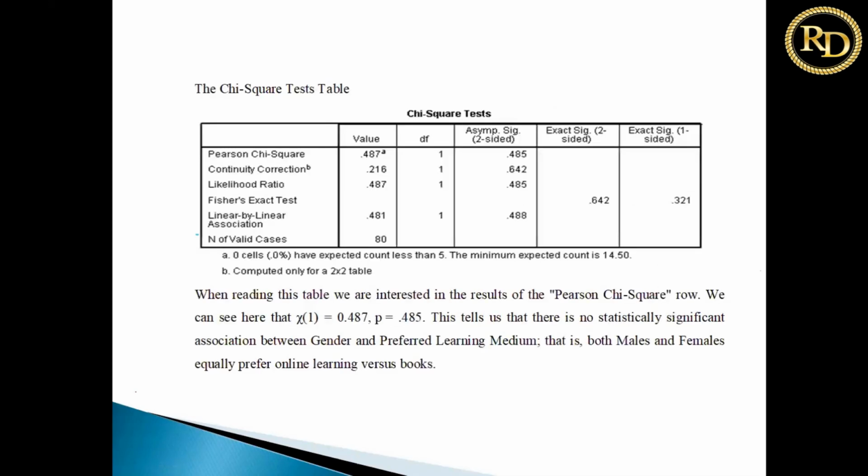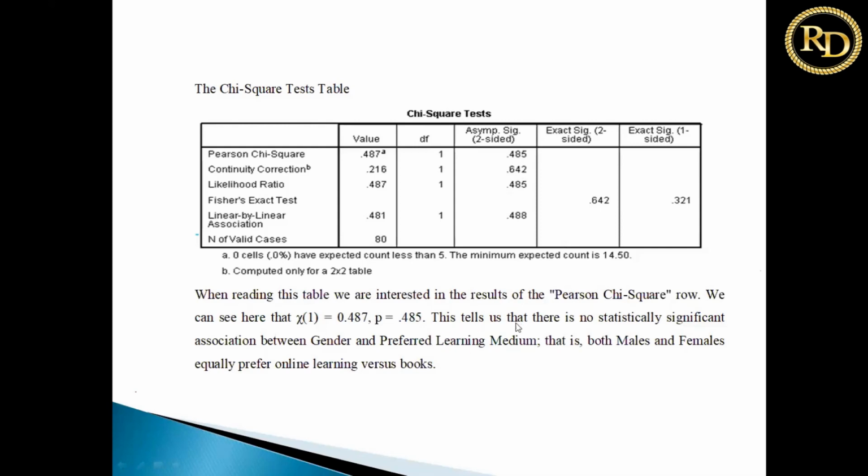Now this is the chi-square test. You can see here the p-values for the different tests: Pearson chi-square, continuity correction, likelihood ratio, Fisher's exact test, and so on. You can see all are non-significant. It means the two attributes are independent of each other. They are not associated with each other because the p-values through all tests are coming out to be more than 0.05.